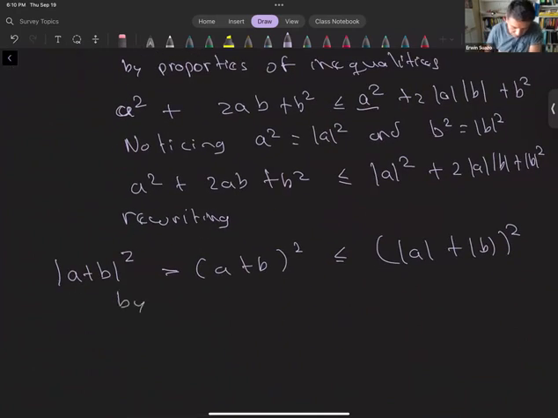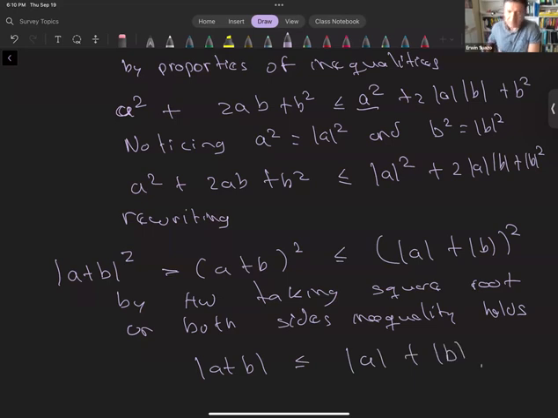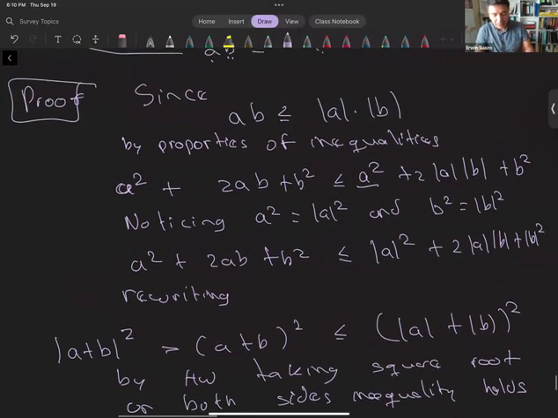So by the homework, taking a square root on both sides, the inequality holds. So you'll get absolute value of A plus B less or equal to absolute value of A plus absolute value of B. Okay. So let me know if you don't like my proof or you find a mistake. But yeah, that's how I did it.